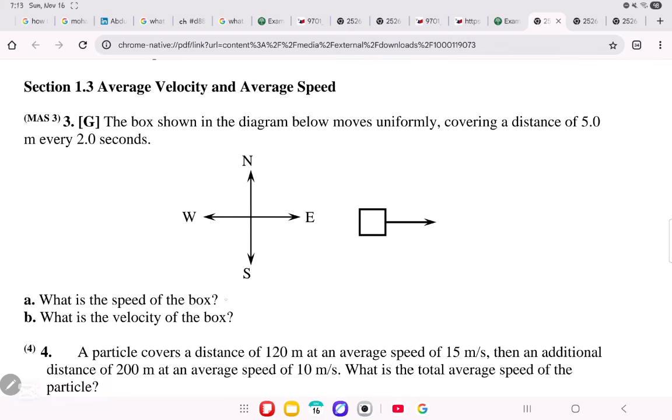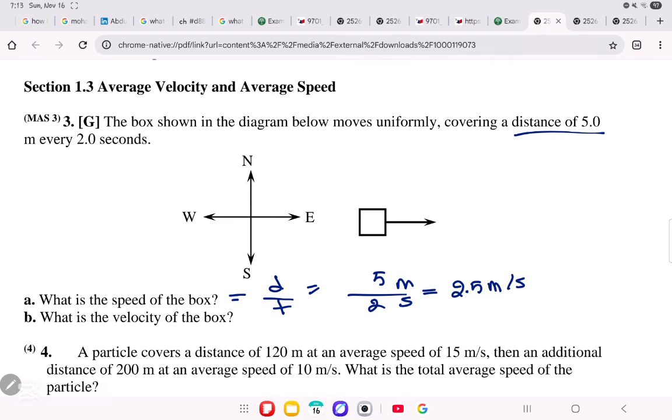Okay, we know that speed is what? Is the distance over the time, right? Now, they told us it covers the distance of 5 meters every 2 seconds. So 5 over 2 meters over second, you will get 2.5 meters per second. This is the speed of the box.